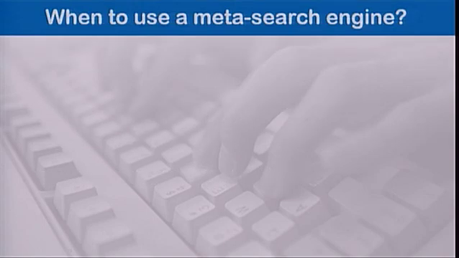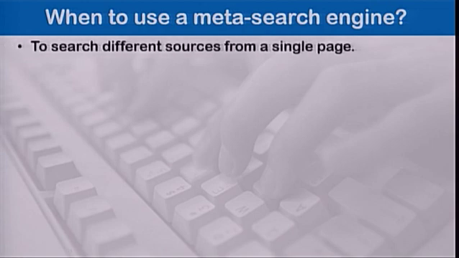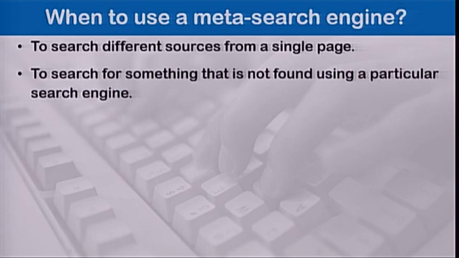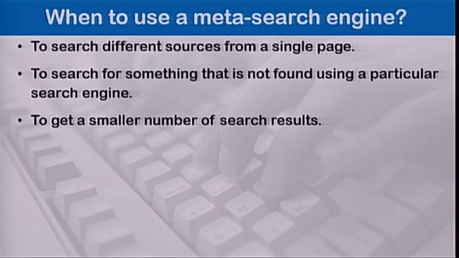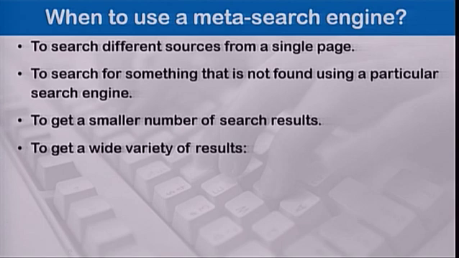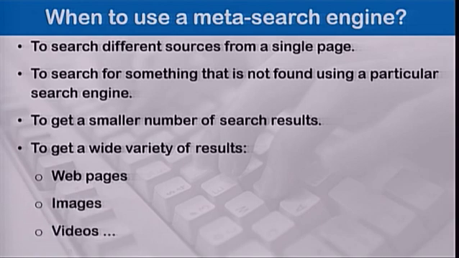So, when would you use a meta search engine? Here are some situations when using a meta search engine would be better than using a search engine. When we want to search different sources from a single page, to search for something that is not found using a particular search engine, to get a smaller number of search results, to get a variety of results, that is, if you want web pages, images, videos, and many more types of resources in the result list.